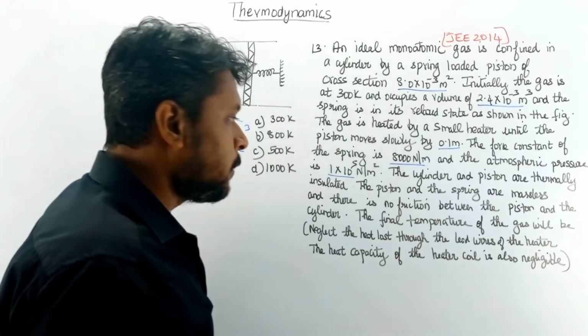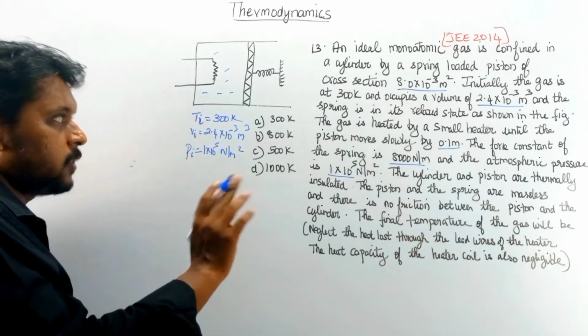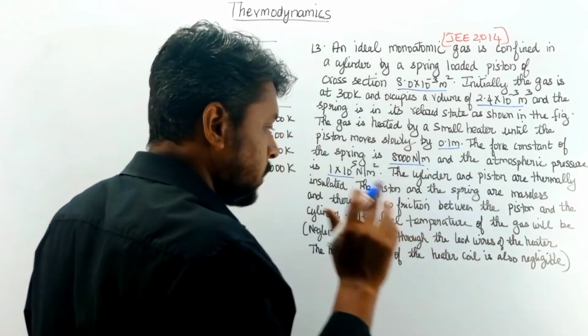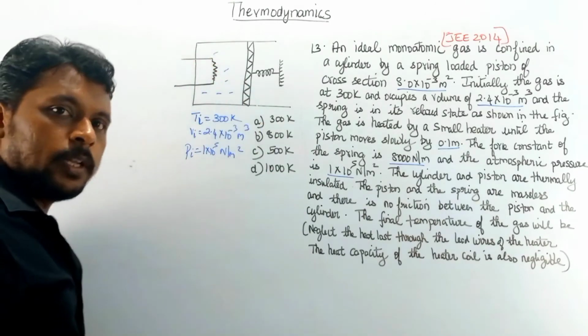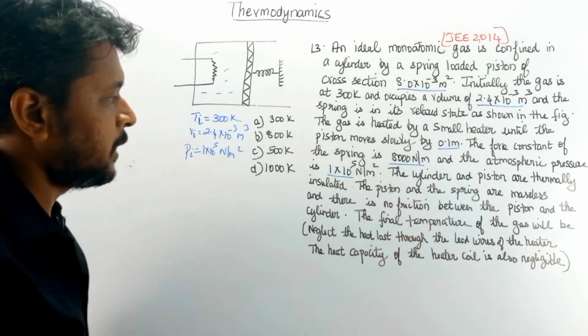Okay, the cylinder and piston are thermally insulated. The piston and the spring are massless, and there is no friction between the piston and the cylinder. Okay, what will the final temperature of the gas be? As the gas is being heated, you know that the temperature increases. So we have to find the final temperature.